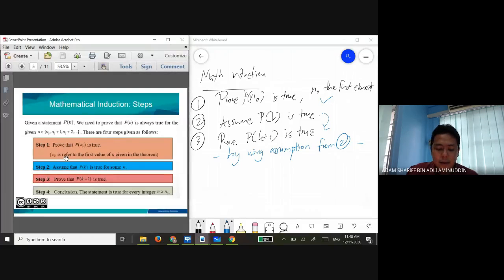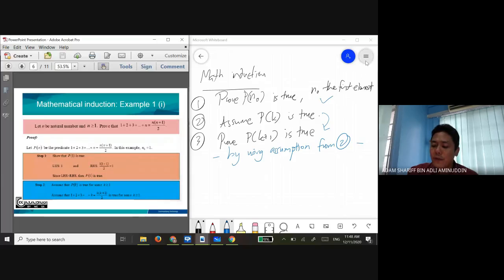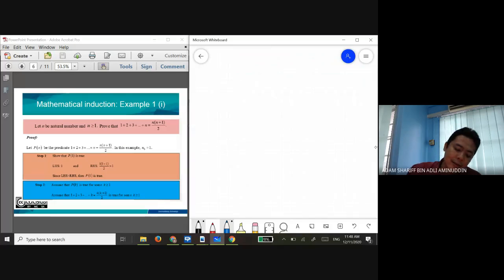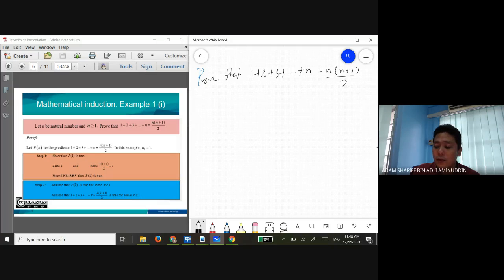Alright, I will show you how to prove that the formula we derived just now is true. I want to prove that 1 plus 2 plus 3 until a certain integer n will indeed be n times n plus 1 over 2. I want to prove that Mr. Gauss is right, for every integer n.